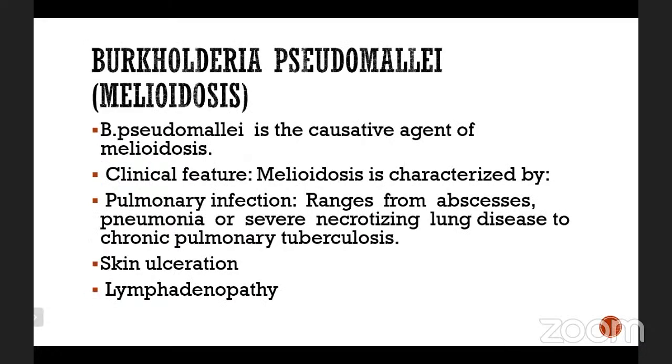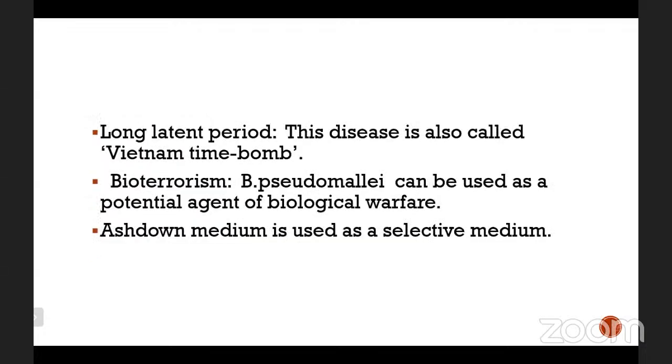Burkholderia pseudomallei is the causative agent of melioidosis. The clinical feature of melioidosis is characterized mainly by pulmonary infection. With pulmonary infection, abscess, pneumonia, and severe necrotizing lung disease are seen, mimicking chronic pulmonary tuberculosis. In melioidosis, skin ulceration and limb adenopathy are seen. Because of the long latent period, this disease is called the Vietnam time bomb.